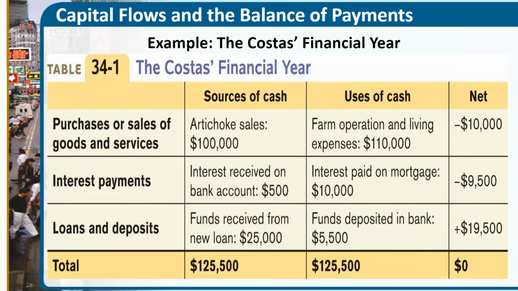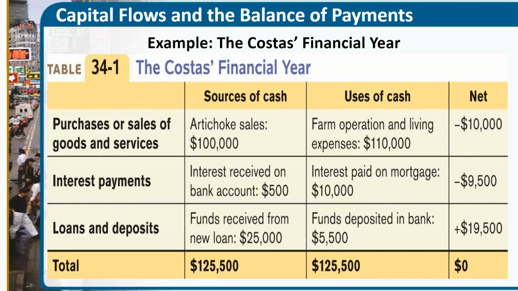So if we look at the example that the text gives, the idea of a business looking at how balance of payments would work for them, where is their revenue coming in and where are their expenses, cash going out. This should be equal. So when we look at sources of cash, we can see artichoke sales, interest on their money in the bank, and then funds from a new loan. All of these count towards sources of revenue, sources of their cash flow at 125.5.